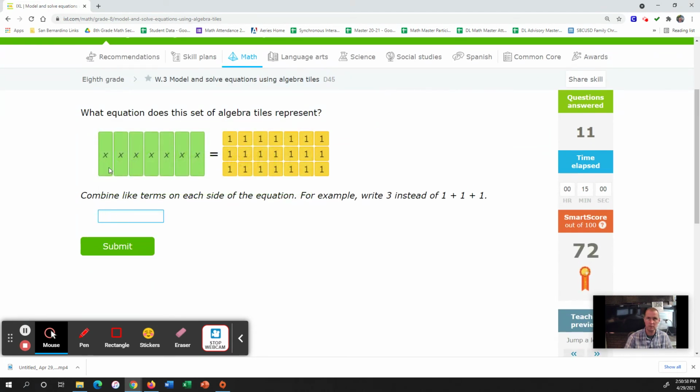Next up, we have 1, 2, 3, 4, 5, 6, 7 x's, so 7x equals, I'm going to use my multiplication here, so I got 3 multiplied 1, 2, 3, 4, 5, 6, and 7. So 3 times 7, I got 21 on the right side.